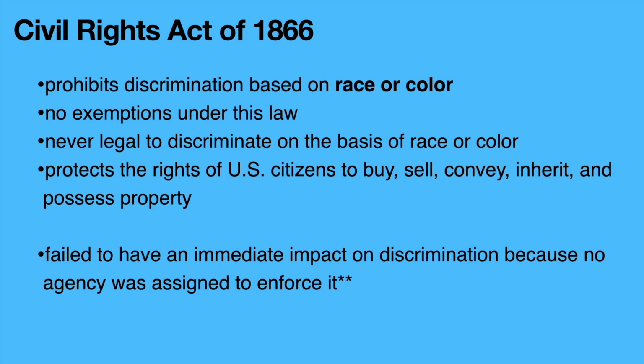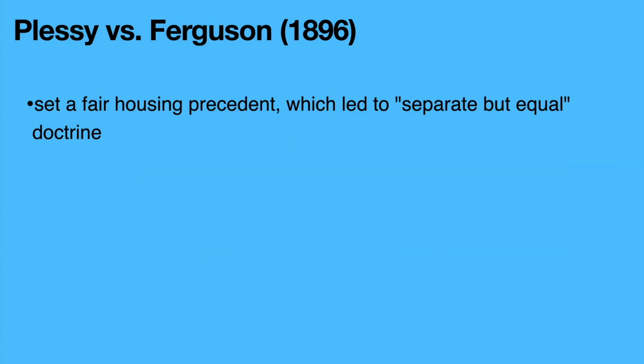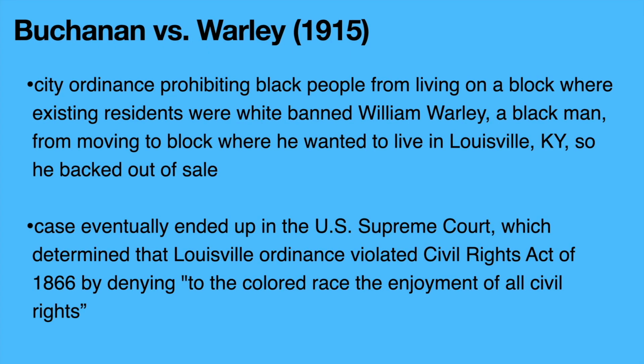In the 1890s, Plessy versus Ferguson set a fair housing precedent, which led to what would be known as the separate but equal doctrine. In Buchanan versus Warley, 1915, a city ordinance prohibiting Black people from living on a block where existing residents were white banned William Warley, an African American, from moving to the block where he wanted to live in Louisville, Kentucky. So he backed out of the sale.